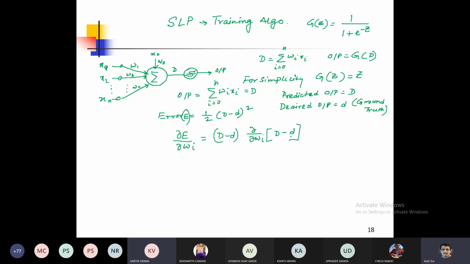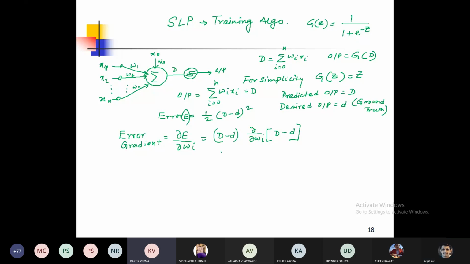Okay. So this is exactly the gradient error. It is very important terminology, error gradient. This is error gradient. That means this. Okay.